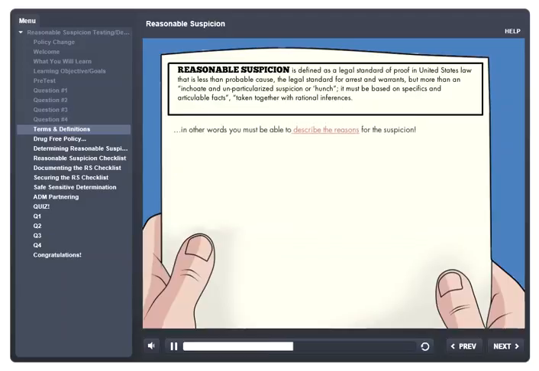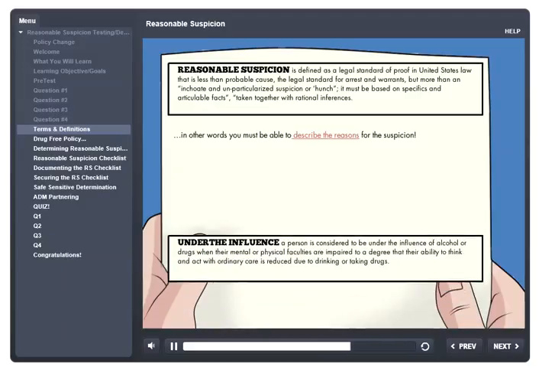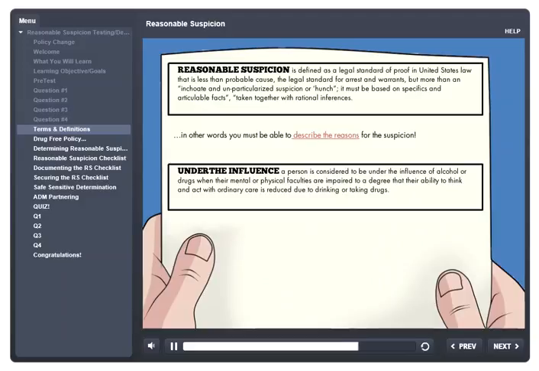In other words, reasonable suspicion is you must be able to describe the reasons for the suspicion. Again, you must be able to describe the reasons for the suspicion. Under the influence. A person is considered to be under the influence of alcohol or drugs when their mental or physical faculties are impaired to a degree that their ability to think and act with ordinary care is reduced due to drinking or taking drugs.